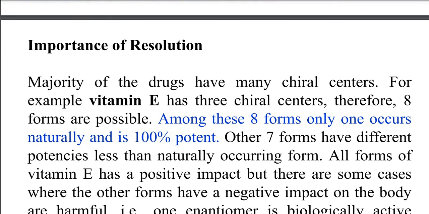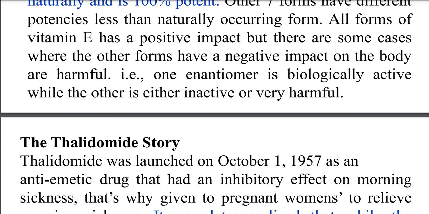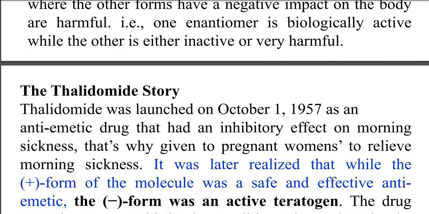Now, important resolutions. The majority of drugs have many chiral centers. For example, vitamin E has 3 chiral centers. Therefore, 8 forms are possible. Among these 8 forms, only one occurs naturally and is 100% potent. The other 7 forms have different potencies, less than the naturally occurring form. All forms of vitamin E have a positive impact, but there are some cases where the other forms have a negative impact on the body and are harmful. One enantiomer is biologically active, while the other is either inactive or very harmful.